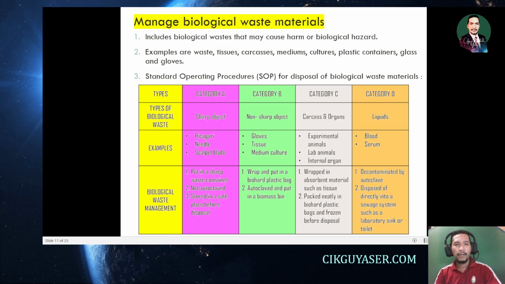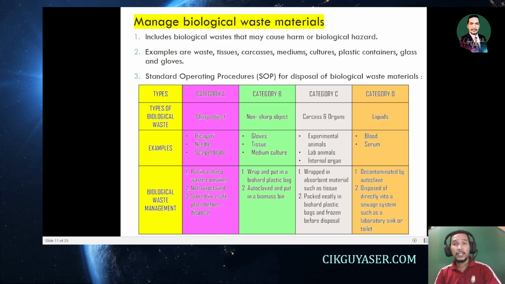For example, we have categories A until D. Let's see category A first. Category A is considered as an object with sharp surface, so we call it a sharp object. Examples are syringe, needles, and scalpel blade. And for category B, we have a non-sharp object such as gloves, tissues, and culture medium.